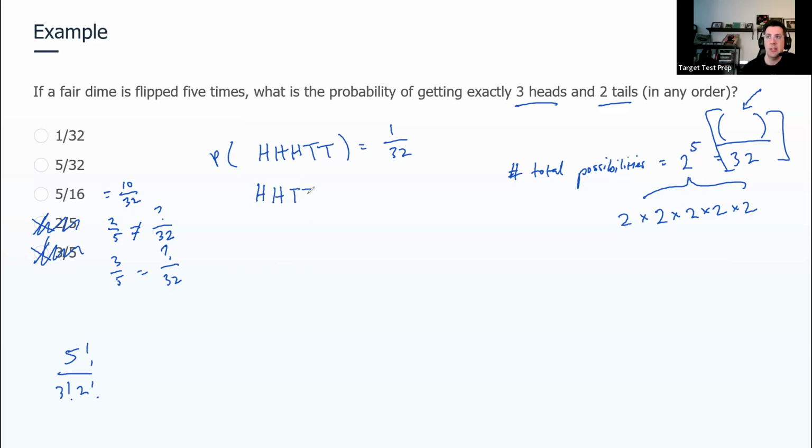So it could be HH, TT, H. It could be HTT, HH. It could be TTHH, H. Okay. We could split the T's up. So it could be like H, H, T, H, T, H, T, H, H, T, T, H, H, H, T. Now check this out. We've already got to 1, 2, 3, 4, 5, 6, 7 ways. And I feel like we haven't even gotten all the way there.